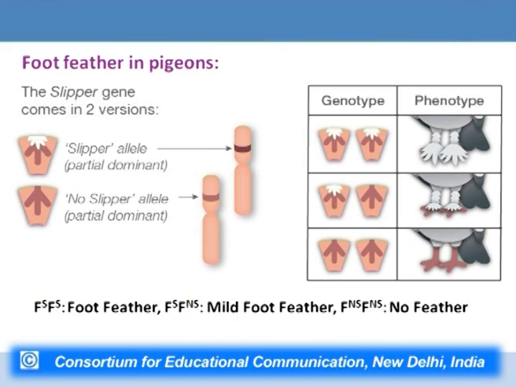So, this particular foot feather condition can be represented as FS FS, whereas mild foot feather can be represented as FS FNS, and no feather can be represented as FNS FNS. So, this particular example is also that of partial dominance or incomplete dominance, where both the alleles are expressing themselves and a mixed or an intermediate phenotype is getting produced because of this particular combination.